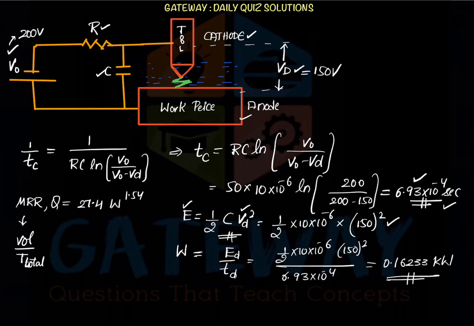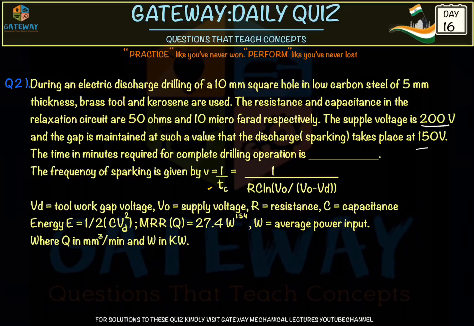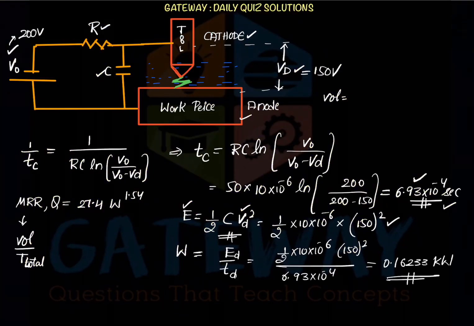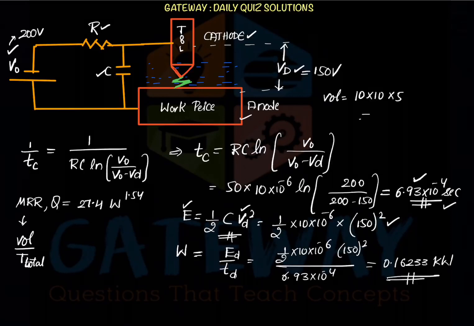Whenever we do a machining operation of this type, the circuit has to charge and then discharge, again charge and again discharge. So the MRR is calculated over that total time, and in that time the volume removed is what the MRR gives us. For the volume removed, the question said a 10 mm square hole has to be made in steel of thickness 5 mm. So the volume is 10 mm square into 10 mm into thickness 5, which comes out to 500 mm cube. So the volume is known.